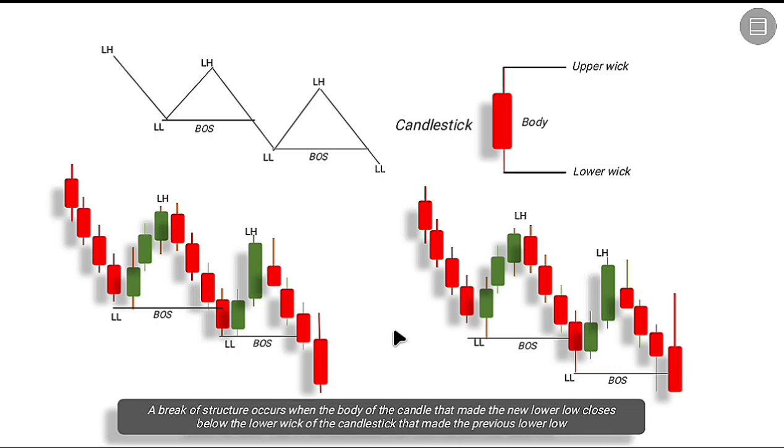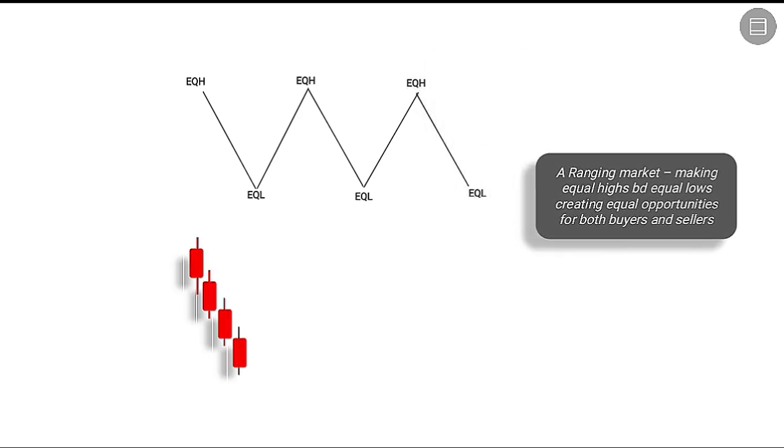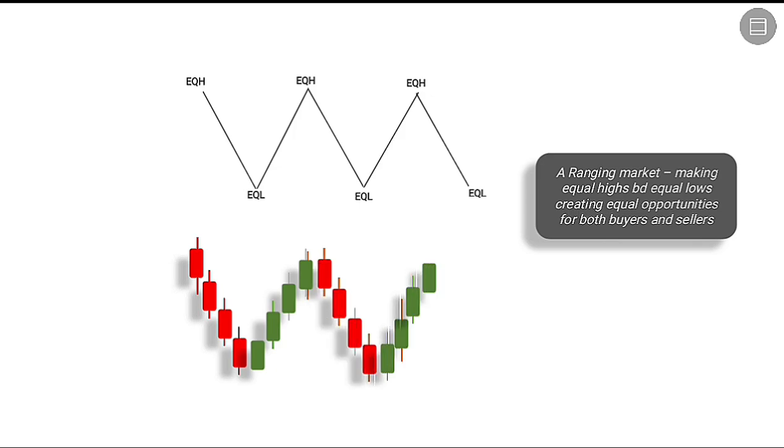So a bonus that I'm going to give you on this is a case where there is equal opportunity for buyers and sellers, the market making equal highs and equal lows, equal highs and equal lows. This time around, the market is not breaking any structure above or below. So what you're going to find is the candles just run, making equal highs and equal lows, meaning that there is an equal opportunity for buyers and sellers in this market. I hope you find this interesting.